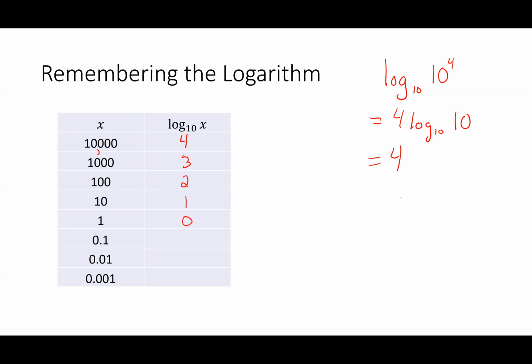What happens if it's 1? 0, because 10 to the 0 is 1. What do I get for 0.1? -1, -2, -3. So what have I done? I went through a really big range of numbers, from 0.001 to 10,000. That's a big range. On the regular scale of life, what we call the linear scale, going from 10,000 to 0.001, what have I done by taking the log of those numbers?